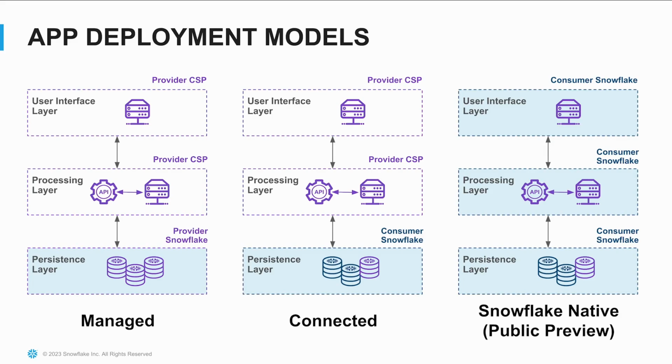And then on the right, now that you've seen how managed and the connected app deployment models work, you can easily grok how Snowflake native apps work because they all happen within Snowflake. So the UI is within Snowflake. The processing layer is within Snowflake. And of course, the persistence layer, the data is all stored in Snowflake as well. So this is Snowflake top to bottom.